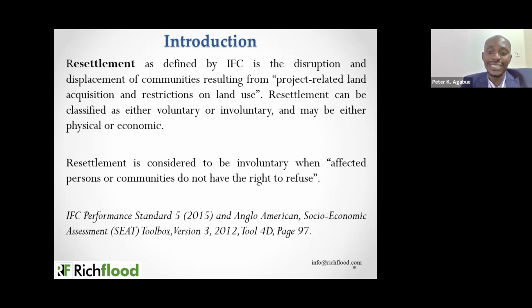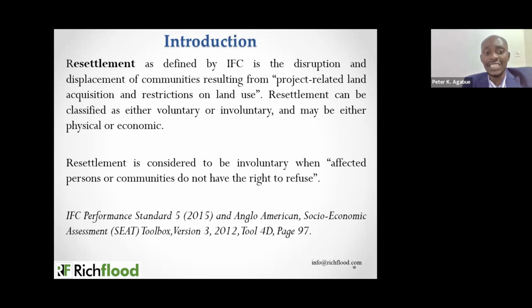So economic displacement can be defined as the loss of assets or access to assets that leads to loss of income sources and other means of livelihood. It can be permanent or temporary. For example, an affected person may lose temporary access to a portion of their field, probably as a result of a road construction project. So all these are to be noted, and there are essential components of RAP.